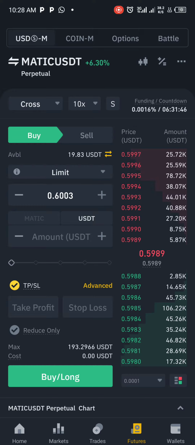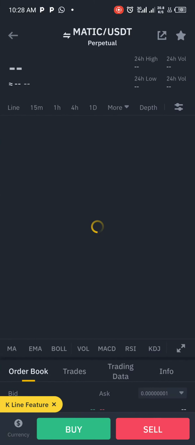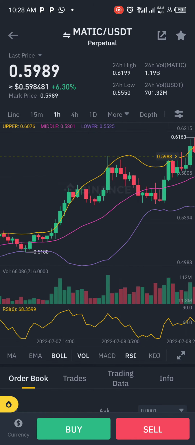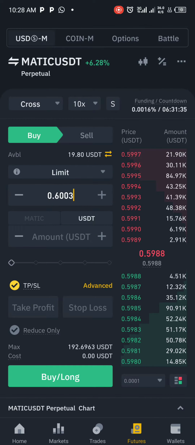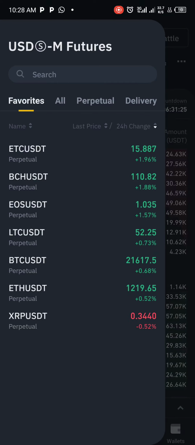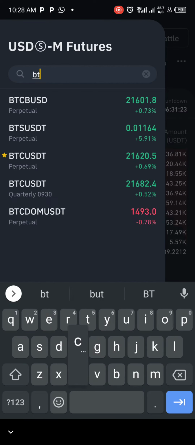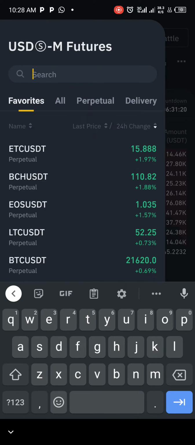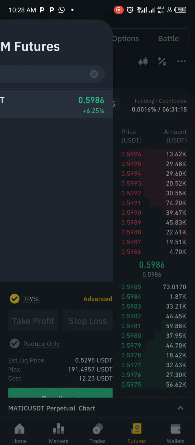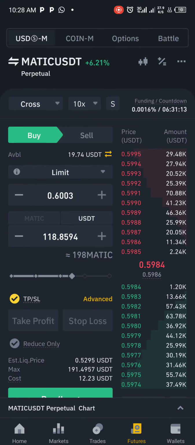So this is the interface. This is how it looks. This button will take you to the chart, the candlesticks. This is the charts section for those who want to analyze the market. This is where you select the coin you are going to analyze. You can search any coin. If it is BTC, you can search for it. I'm currently on Matic. Once you search, you click on it and you are good to go.